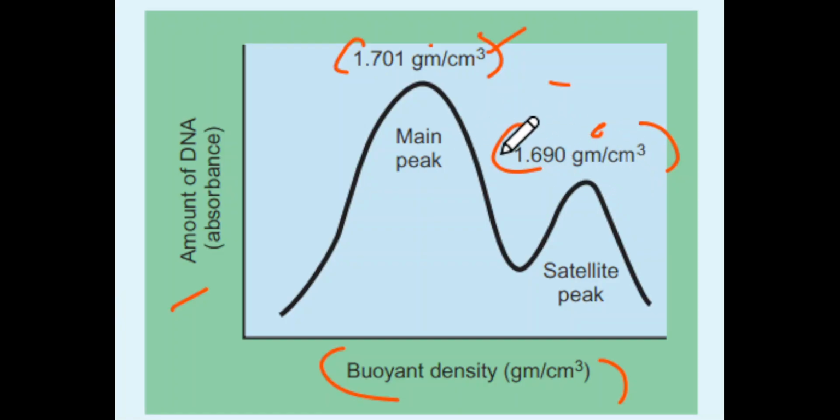Even though we are getting two peaks, the density difference is quite small. If you observe the density, there is only 0.1 gram per centimeter cube. That 0.1 density is the major variation between the main DNA and the repetitive DNA. Because of this small variation, you cannot separate the repetitive DNA and the guanine cytosine rich or unique DNA using this ultracentrifugation or density gradient method.